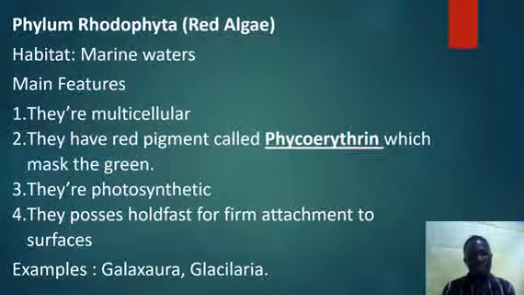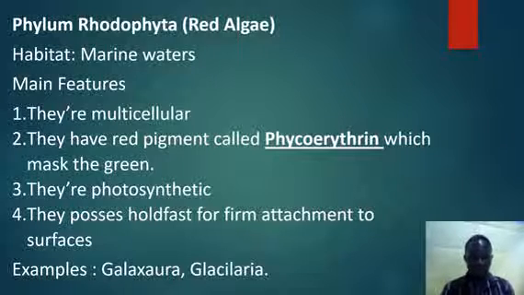Let's look at their main characteristics. These organisms are all multicellular. It means that they are made up of many cells. Number 2 is that they have a red pigment called phycoerythrin, which masks the green pigment. So if you see them looking red, it is because of the red pigment called phycoerythrin, which covers the green pigment.